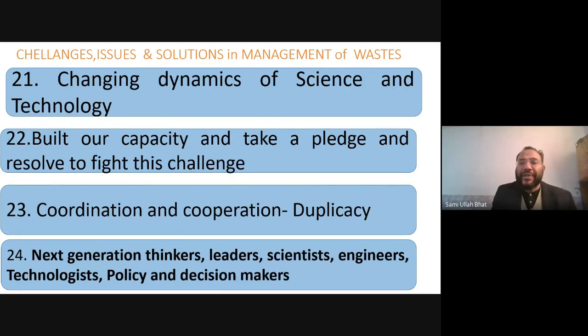Then, changing the dynamics of science and technology means it is not a static one. What is a problem today can be a solution. What used to be yesterday's waste is a resource now. Build our capacity and take a pledge and resolve to fight this challenge.